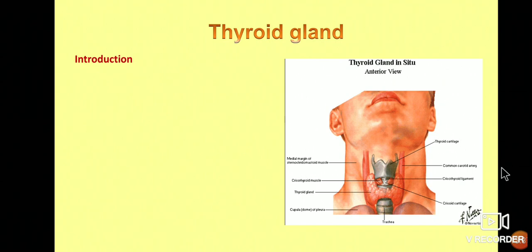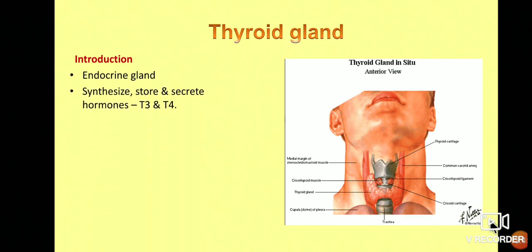Then one peculiarity of this is that it synthesizes, stores and releases its secretions whenever necessary. So the secretions are mainly T3 and T4. Not only that, it is the only endocrine gland which is dependent on the external environment for the synthesis of the hormones.